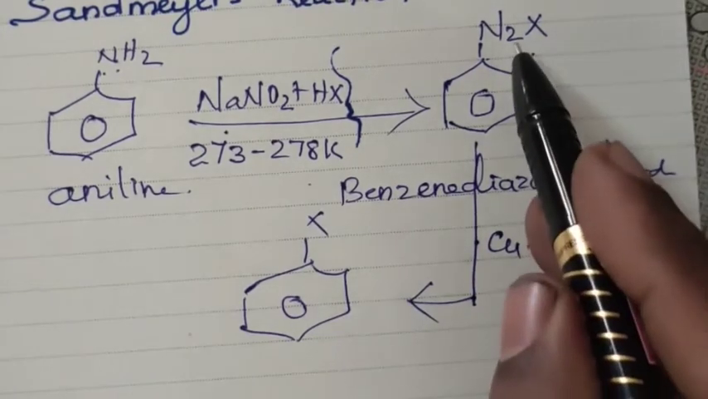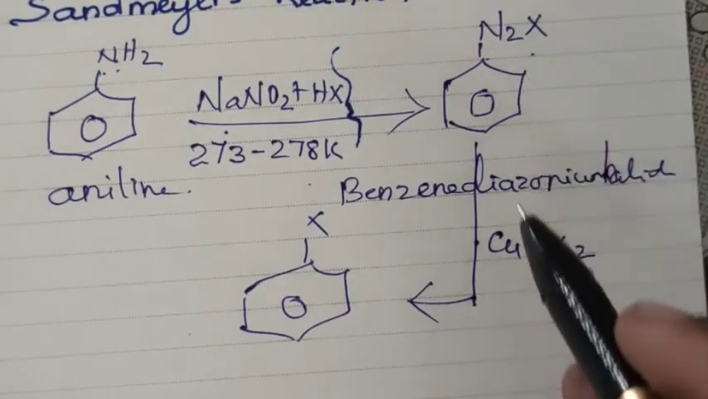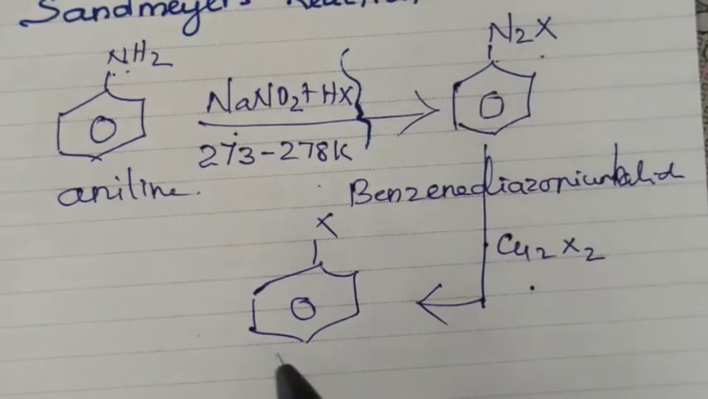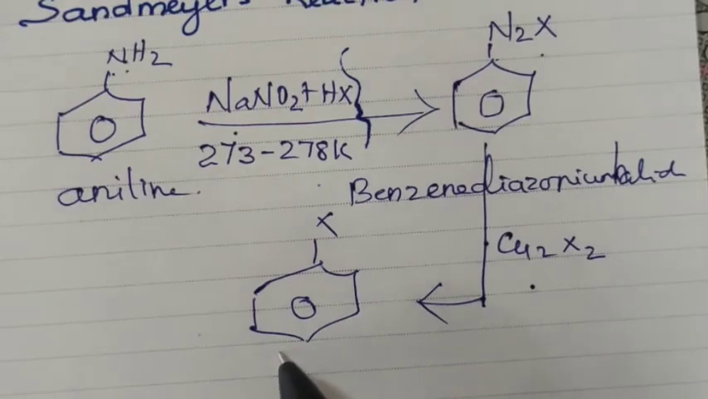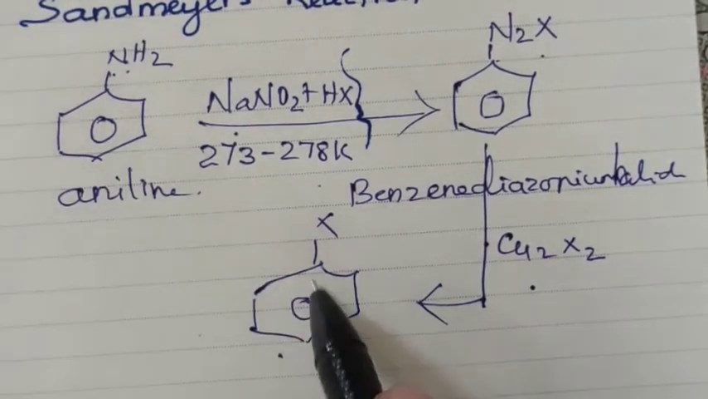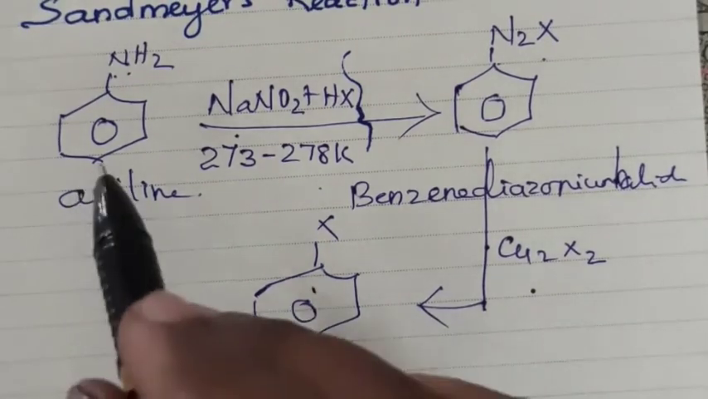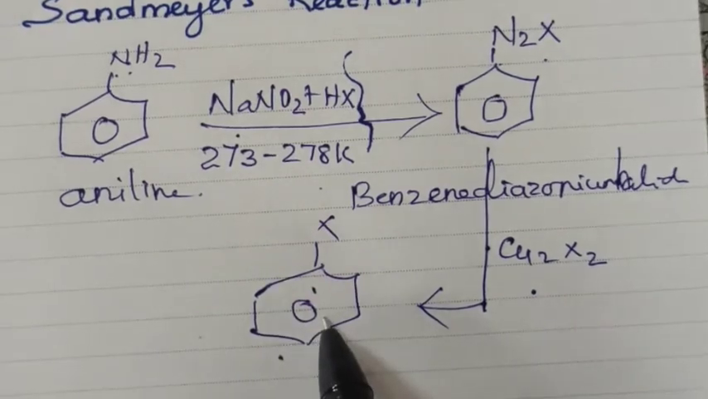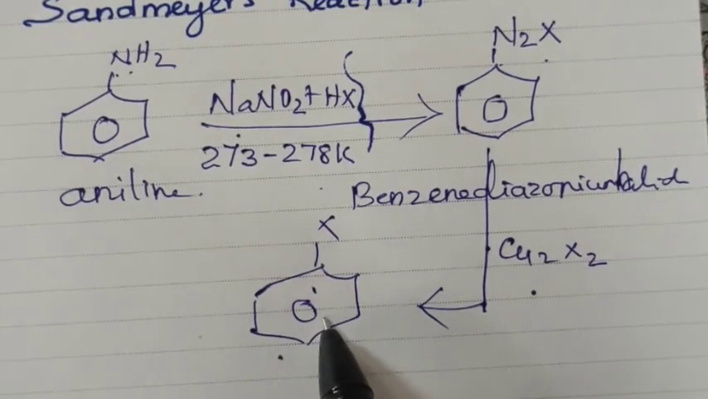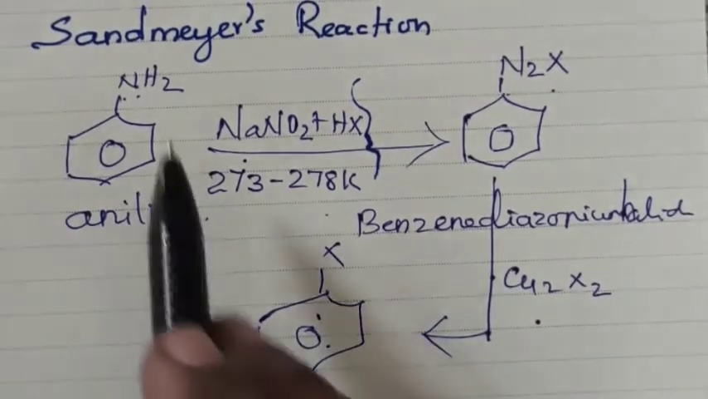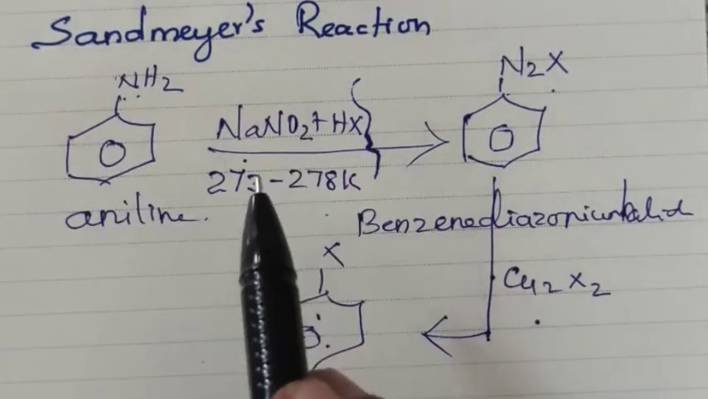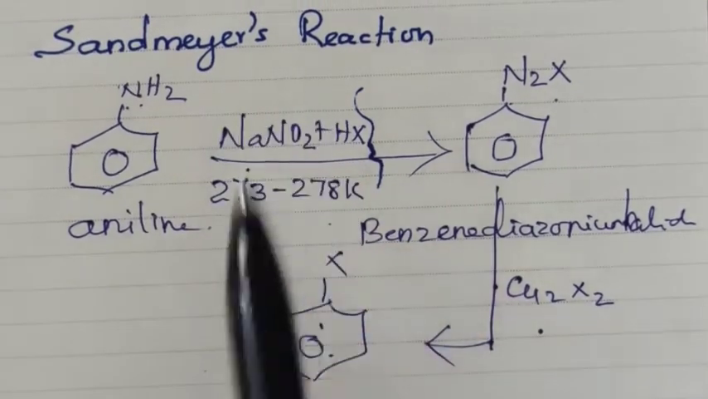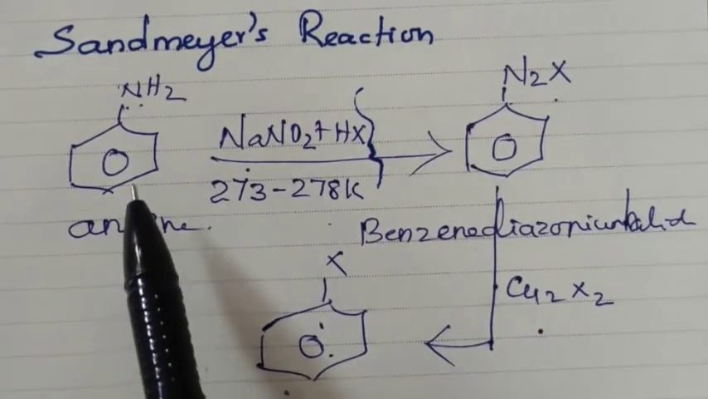The product formed, benzene diazonium chloride, when treated with copper chloride, gives aryl halide. How will you convert aniline to aryl halide? Or how will you convert a primary aromatic amine to aryl halide? For all these reactions, the answer is the Sandmeyer reaction. It is one of the very important name reactions. What is the name reaction? Sandmeyer reaction.